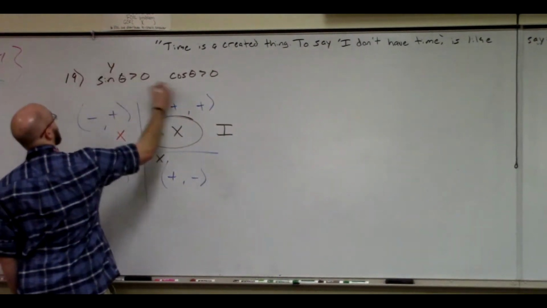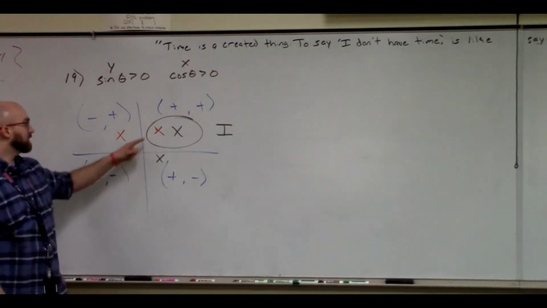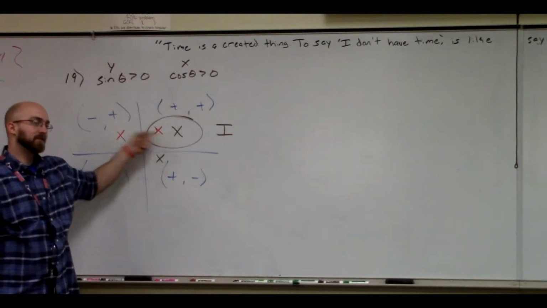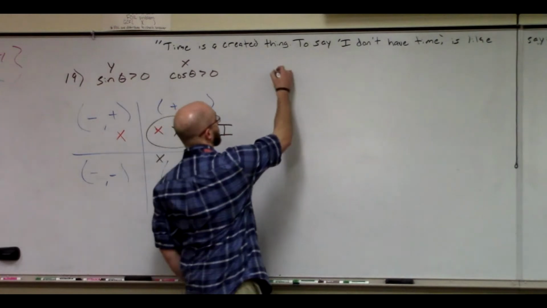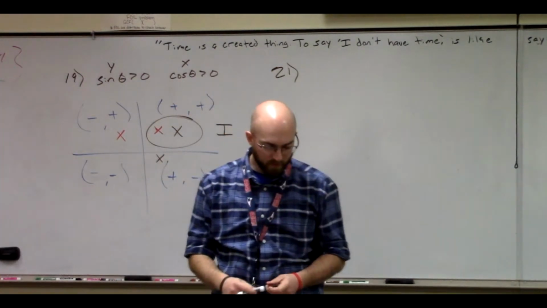Sine is another way to write y and cosine is x, right? When's y greater than 0? In these two. When's x greater than 0? In these two. This is 21. We'll do another.